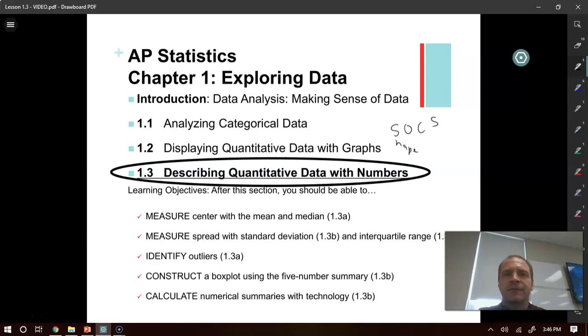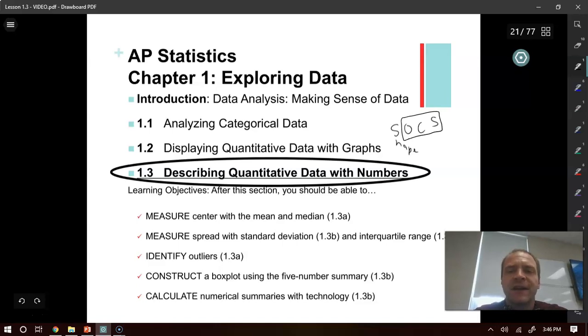Now, shape we were very specific with. We talked about being roughly symmetric, mound-shaped, left skewed, right skewed. But when you were describing distributions at this point with outlier, center, spread, you're pretty vague. You would say there's potential outliers, maybe here and/or here. The center is approximately this or near this. The spread, you might say the range is this value, or it varies widely.